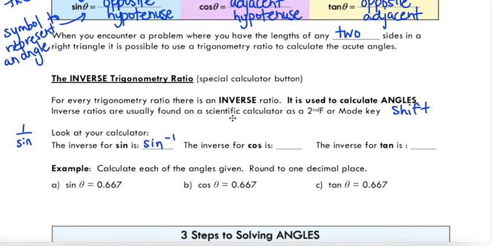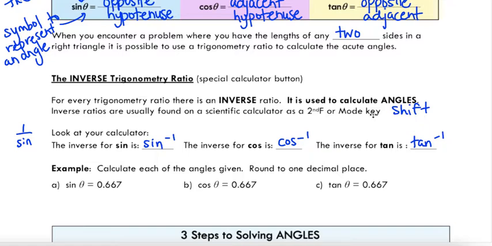It's actually really cool. If you're into those exponent laws, you'll understand why this works. But for those who don't really care, then that's fine as well. So the inverse for cos is cos to the -1, and the inverse for tan is tan to the -1. So you'll see those little symbols or expressions written somewhere on your calculator. They probably don't have their own button.